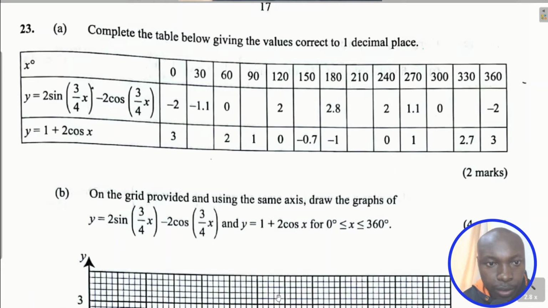Question number 23, part A: complete the table below giving the values correct to one decimal place. So the table is there. There are two trigonometric equations. The angles are given from 0 to 360. So we're going to use a calculator to do these.